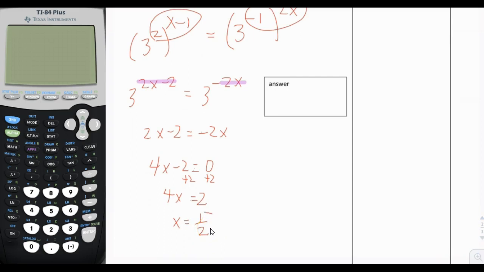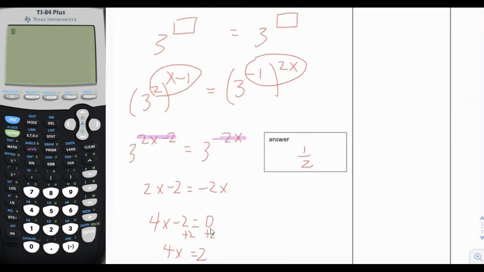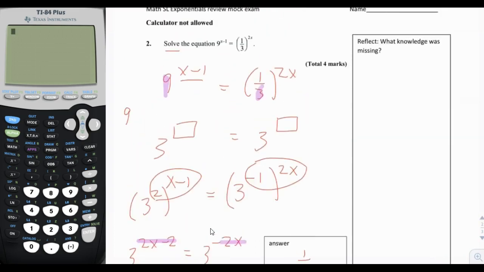Now we could go back and check that answer by putting it in here. So we'll have 9 to the 1/2 minus x, which would be negative 1/2. And then on the right side, we'll have 1/3 to the 2x, 2x being 1, so it would be 1/3 to the 1, which is just 1/3. Is that true? So let's see. Is 1 over 9 to the 1/2 equal to 1/3? Yeah, because 9 to the 1/2 is 3, so 1/3 equals 1/3. So we have checked our answer, and it appears to be okay.